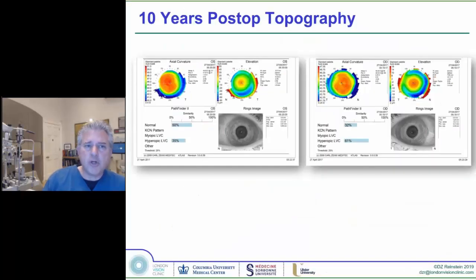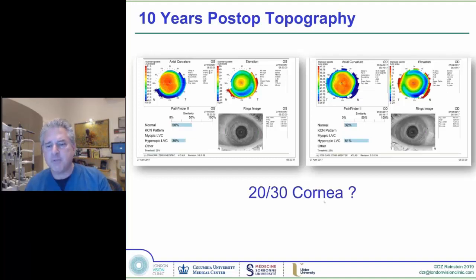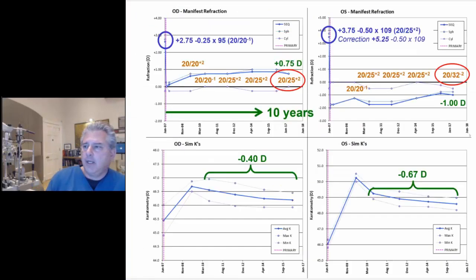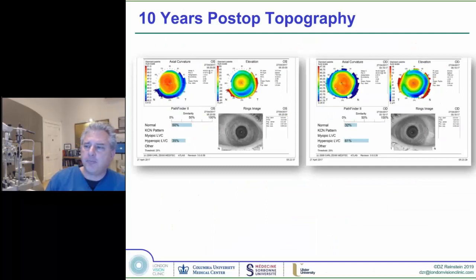Now, this is what her corneas looked like 10 years post-op, okay? Not too bad, right? Not too shabby. Okay, good. Now, she comes back and she's seeing 20/30, okay? So she's seeing 20/30 now and 20/25 with those topographies.